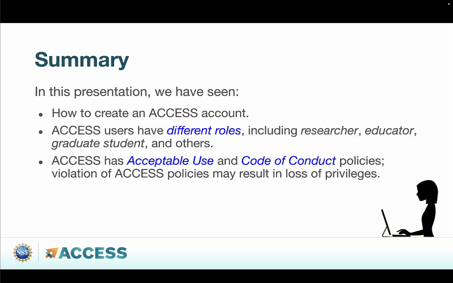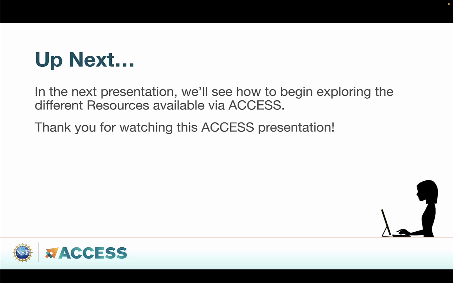To summarize what we've just learned, to create an Access account, go to the Access portal, access-ci.org. There, click the Get Started button to begin the process. Different people have different computational needs, so Access lets you specify a role that describes your expected usage: researcher, educator, grad student, etc. Whatever your role, you'll be expected to abide by the Access Code of Conduct and acceptable use policies. Failure to observe these policies may result in the loss of your Access privileges. In the next presentation, we'll see different ways to explore the many resources available through Access to see which ones might be most useful for your project.